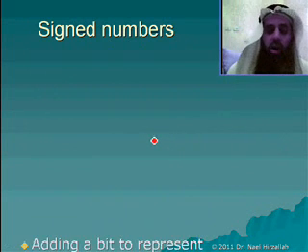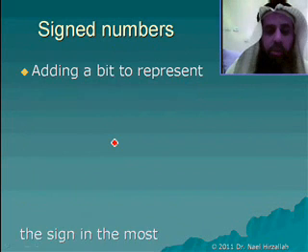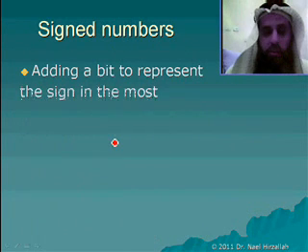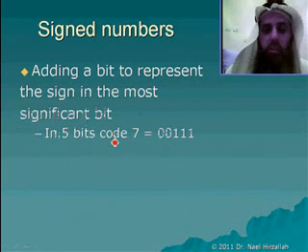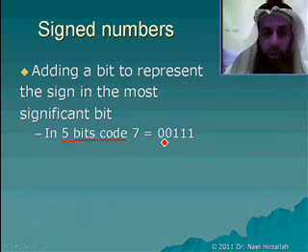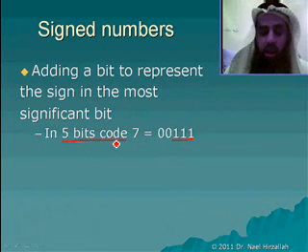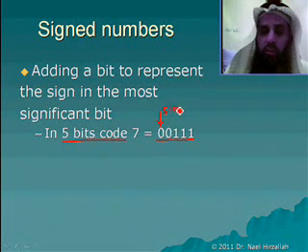Talking about signed numbers, all we need to do is add a bit to represent the sign in the most significant place. So for instance, in the 5-bit code, we put 0 in the last bit if the value is positive, and we make it 1 if it is negative. This is called the sign bit.